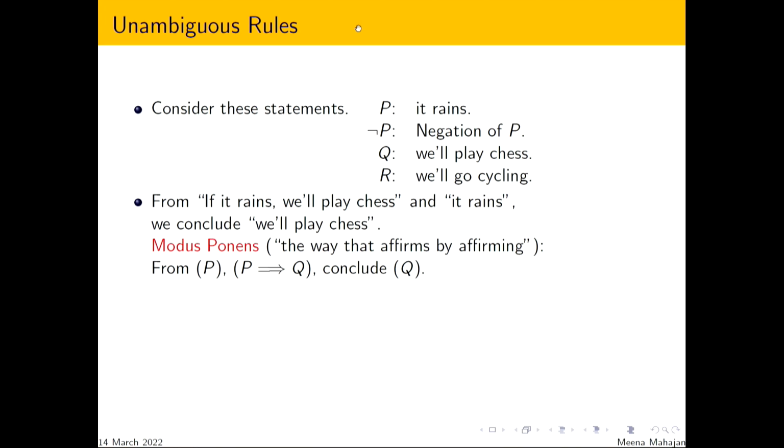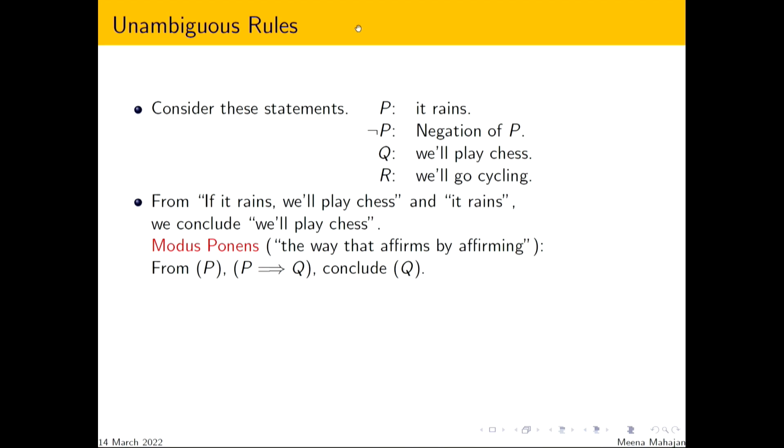From these two facts, if I knew the fact that if it rains, we'll play chess, and if I also know it rains, then it would be reasonable to conclude that we'll play chess. And this is a very well-known rule in logic, modus ponens, which comes from a Latin phrase, the way of affirming by affirming, so to say. It's saying that if you know P and if you know that P implies Q, then you can conclude Q. But stated this way, now this P, Q here, they could refer to these statements, they could refer to other immensely complicated statements, they could refer to other very simple statements. It's entirely up to us.